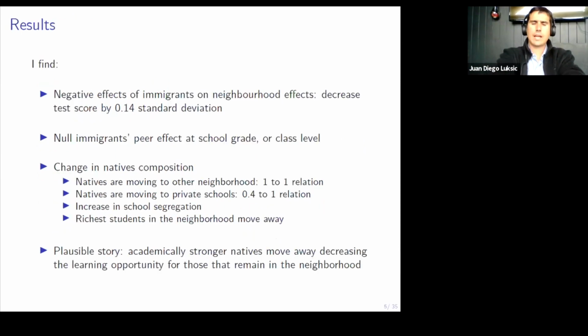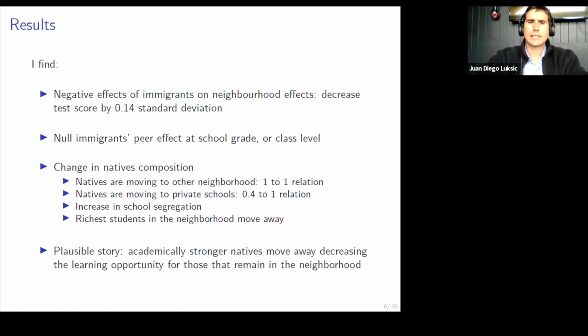The results: I find that there is a negative effect of immigrants on neighborhood effect. There's a decrease in test score by 0.14 test standard deviation. I also find that there's a null immigrant peer effect at school, grade or class level. So this means that there is no what I call direct effect. Natives are not doing worse because they are interacting more with immigrants.